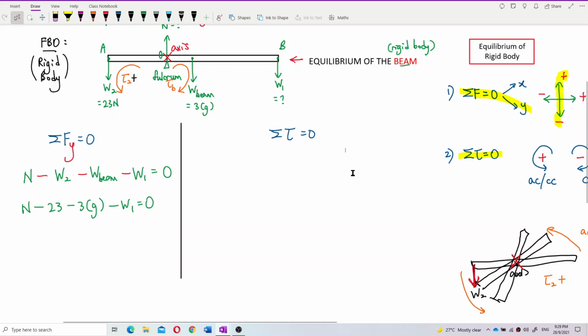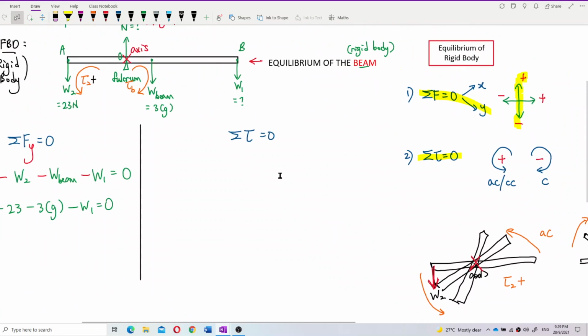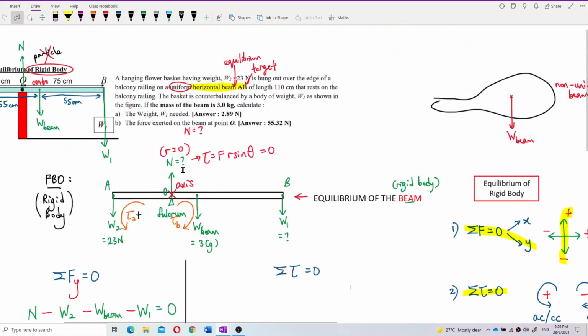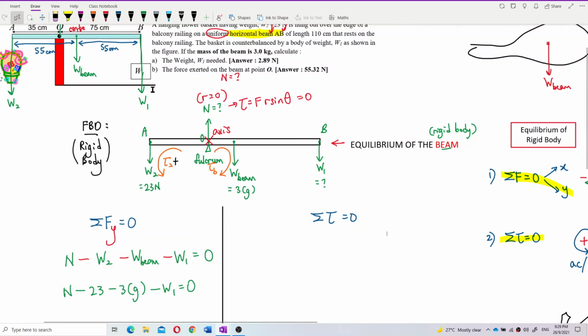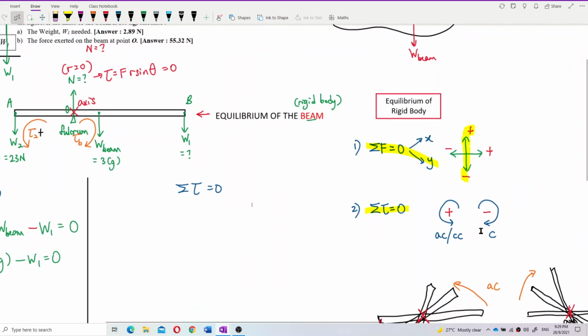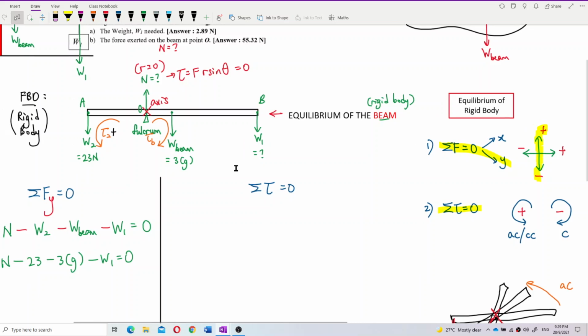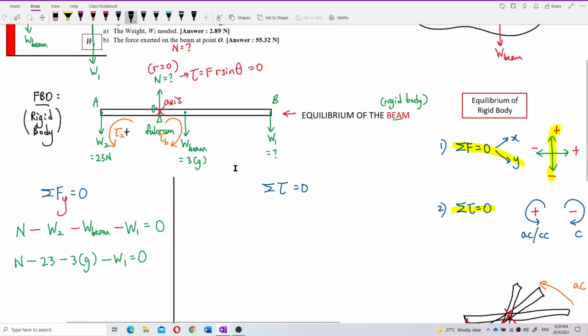So we have a clockwise torque. This torque B is a clockwise torque. You just look at the shape. This is a clockwise direction, isn't it? Clockwise is negative torque, so it's a negative torque. So how about the W1? How about the W1? Same thing as the W beam.